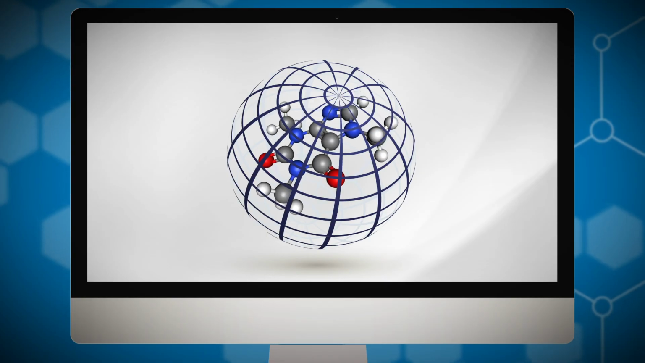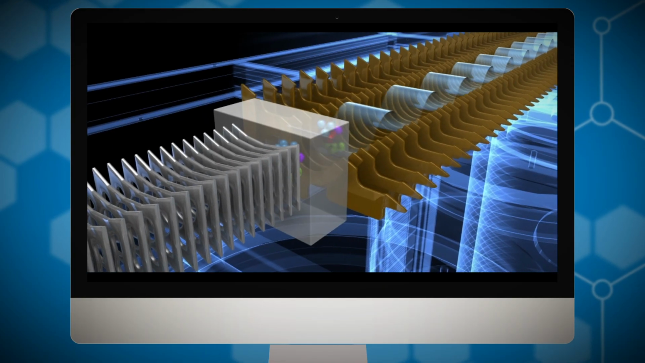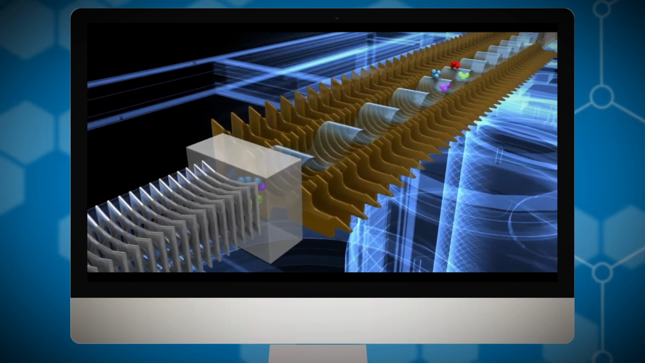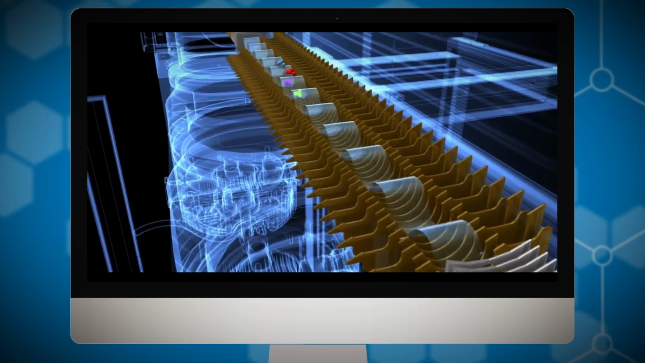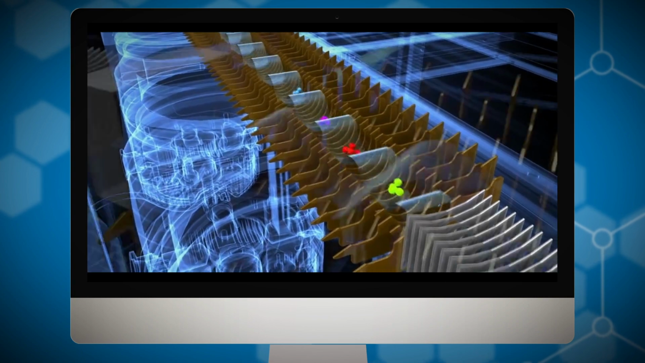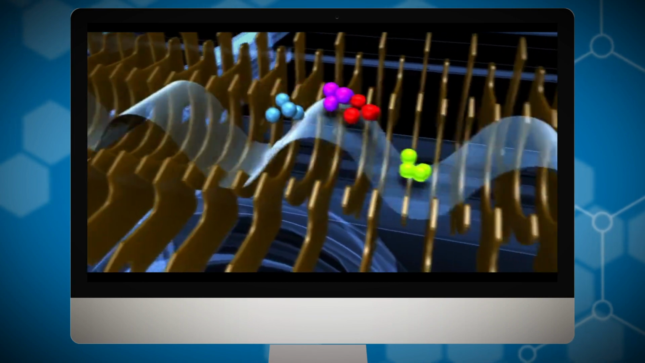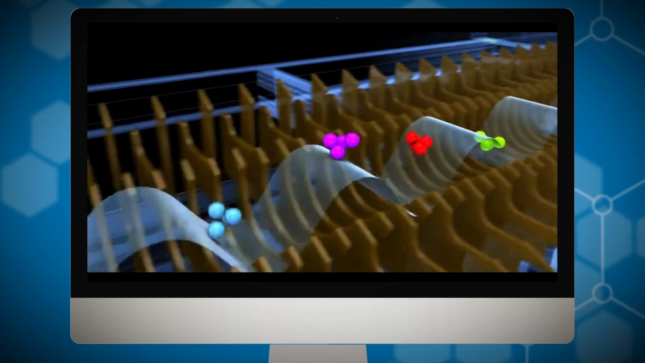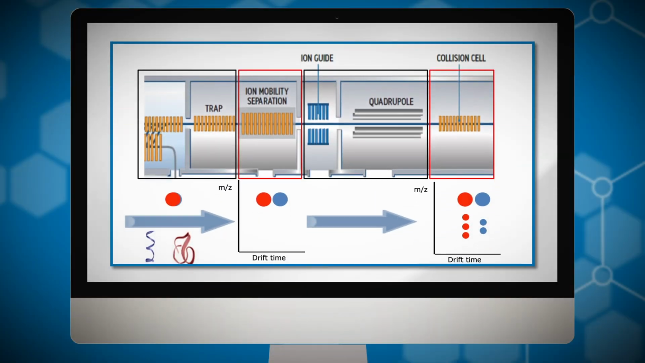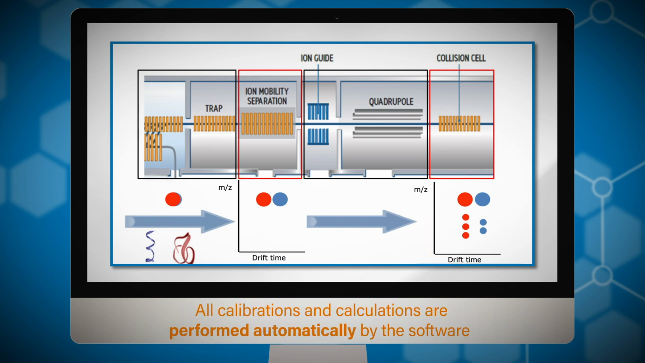How do we obtain a CCS value? Following ionization, molecules travel through a nitrogen gas-filled drift cell. A direct current is applied here, creating a waveform which the ions surf. Based on the molecular size, shape, charge, and charge distribution, ions will travel at different rates through the mobility cell. This time to travel is referred to as the drift time, measured in milliseconds. All calibrations and calculations are performed automatically by the software, making integration of this powerful technique possible.